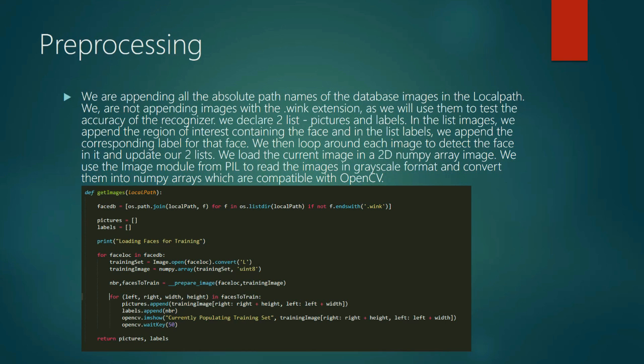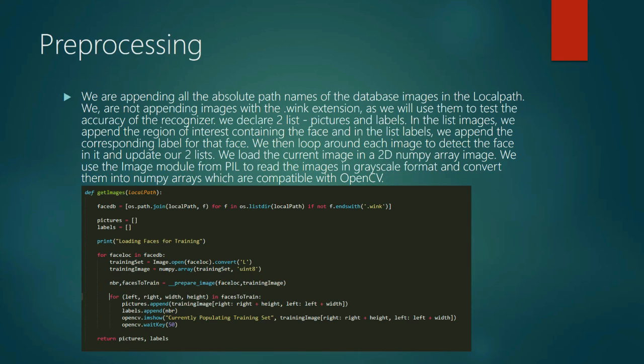We are appending all the absolute path names of the database images in the local path. We are not appending images with the .wink extension, as these images are used to test the accuracy of the recognizer later. We first declare two lists, pictures and labels. In the list pictures, we append the region of interest containing the face, and in the list labels, we append the corresponding label for that face. We then loop around each image to detect the face in it and update our two lists.